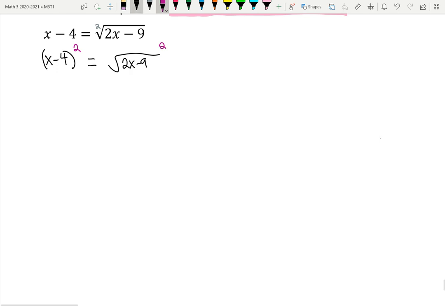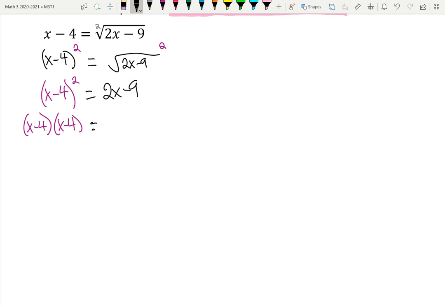This is going to result in x minus 4 squared equal to just the inside. So I was able to take my radical equation and eliminate the radical. Now some of you might be wondering what I have to do. I would expand x minus 4 so that it's x minus 4 times x minus 4, which is equal to 2x minus 9.